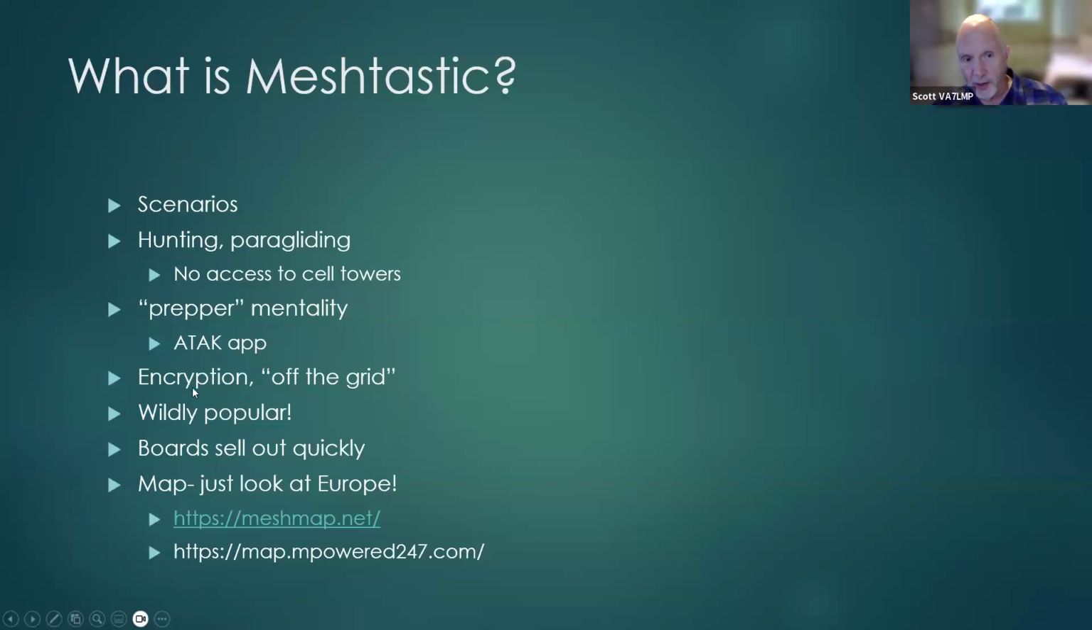Most people who are not hams use encryption. They want to keep it private. Off the grid means exactly that. There's no access to cell towers. It's independent of any infrastructure. Again, this is going to be an important point to talk about later.